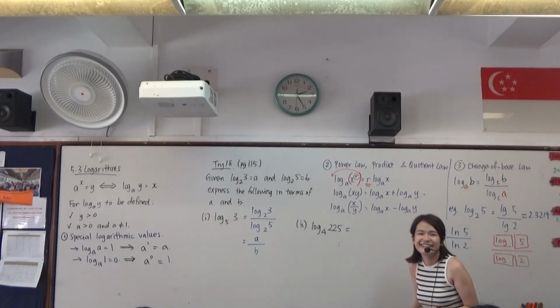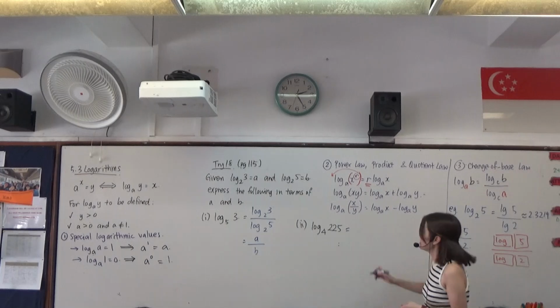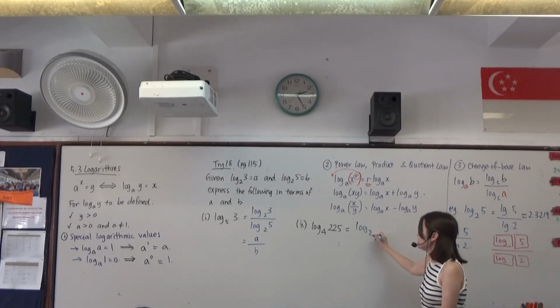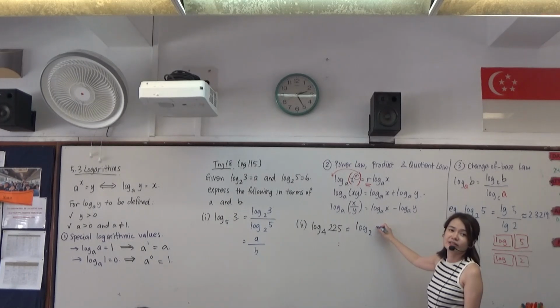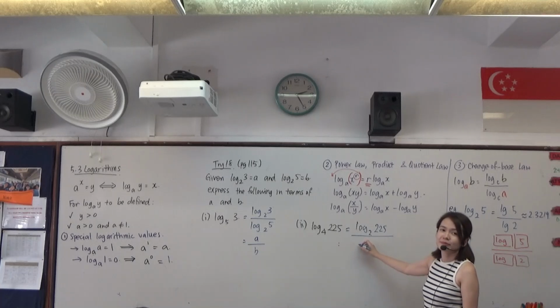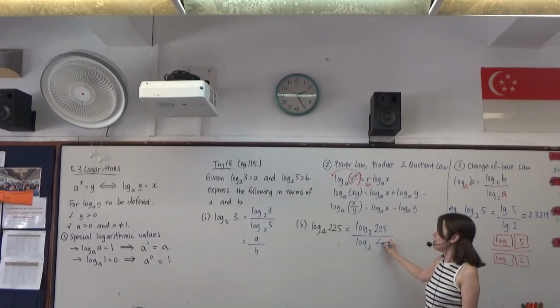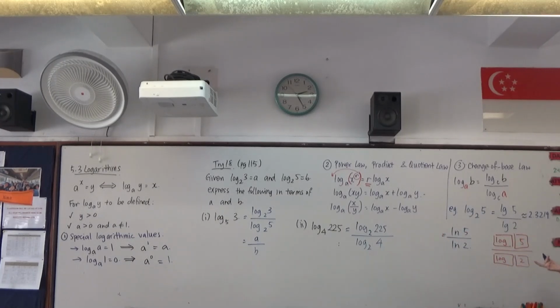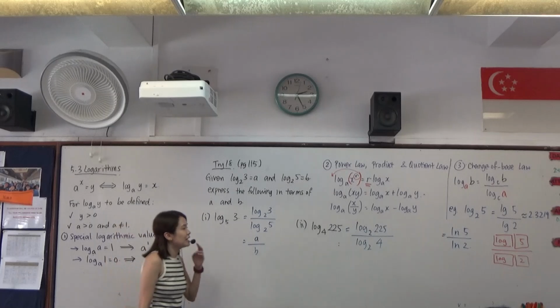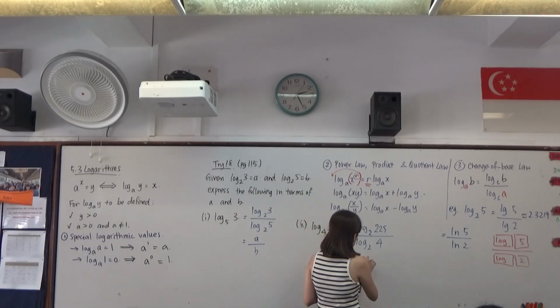Log base 2 of 225, divided by log base 2 of 4. So that will be how we do our change of base. But the problem is this 225 and 4. It is not in 3, not in 5. So 225, can we re-express it?